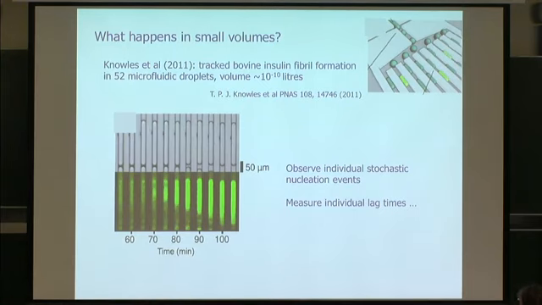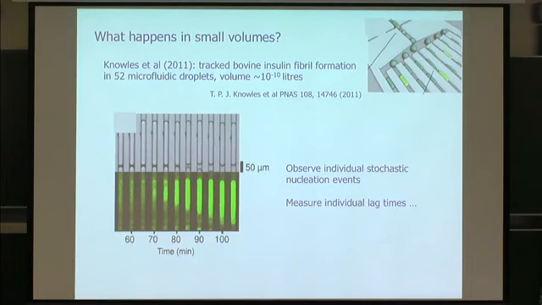And they discovered some interesting things. One thing they discovered is that what happens in these droplets is that a fibril forms at a random time, the first fibril forms, and then it spreads in space. They actually tracked the spreading of these spatial waves of fibril formation, which previously nobody had known existed.